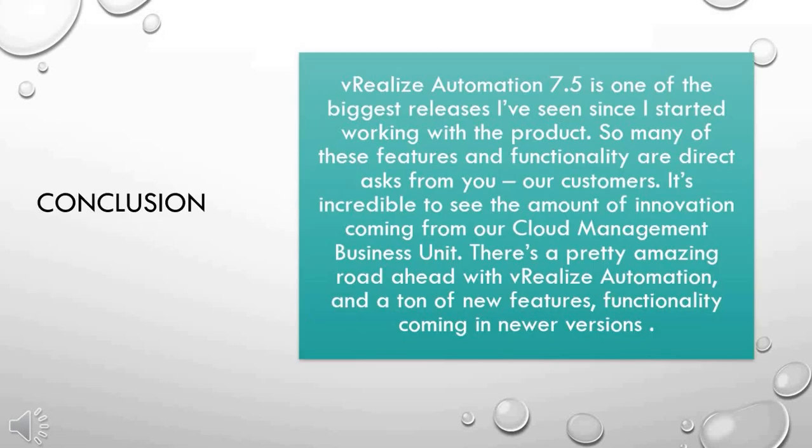Now it's time to conclude our video, and trust me, I have tried my best to cover all the points that you should know about. vRealize Automation 7.5 is one of the biggest releases I have seen since I started working with this product. Many of these features and functionality are added as per customers' demand. It is incredible to see the amount of innovation coming from the Cloud Management Business Unit. There's a pretty amazing road ahead with vRealize Automation and a ton of new features and functionality coming in newer versions. Thank you.